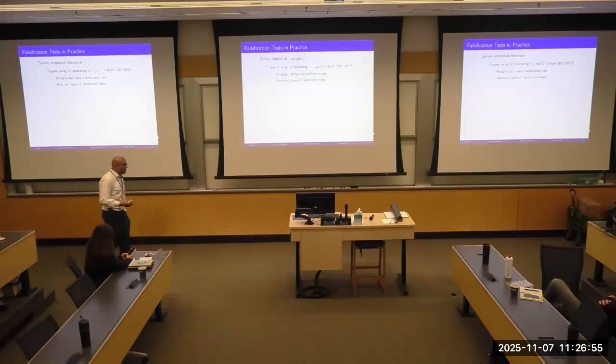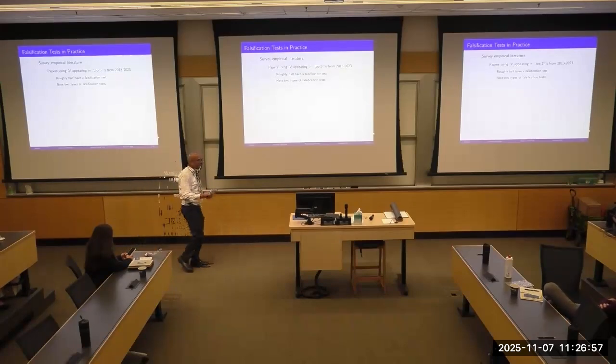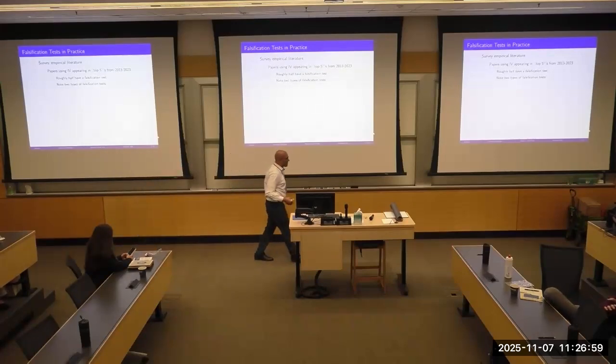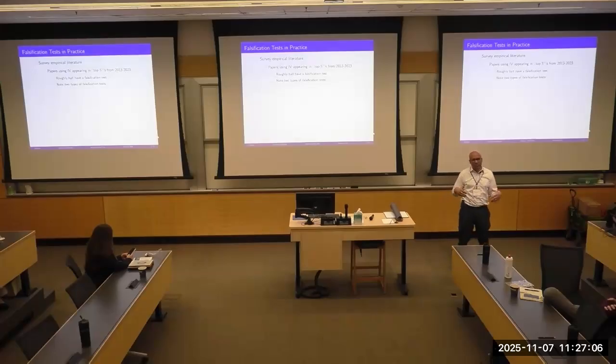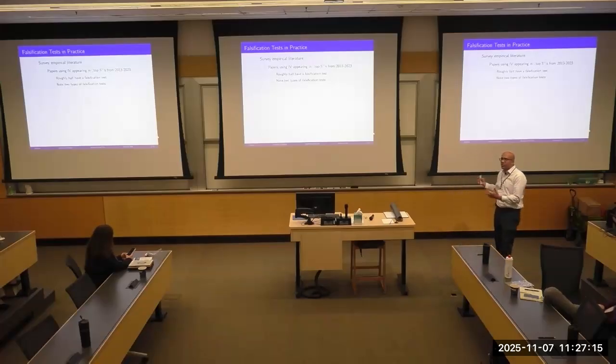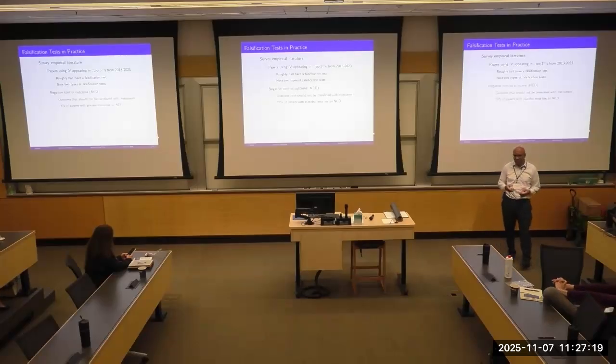Okay, so in the paper, what they do is they first survey the empirical literature. They look at a decade's worth of papers in top 5 econ journals. And it turns out that when people are using instruments, roughly half of the papers have falsification tests. More precisely, 51% they found. And then of these, they note that there are 2 types of falsification tests that show up a fair bit.